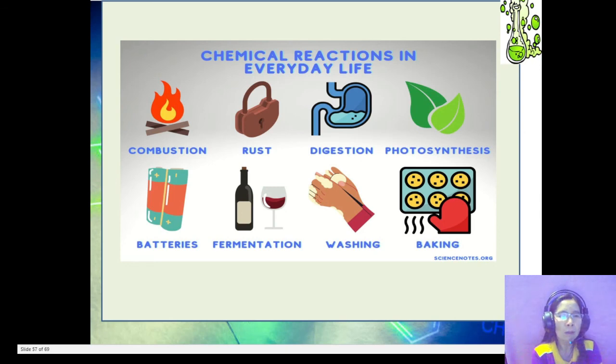Batteries also undergo a chemical reaction. Fermentation or wine making is also done through chemical reaction. When we wash our hands using washing liquid, there's a formation of bubbles, which is actually a gas. And for the last one, for those who are fond of baking, you are so familiar with this one. A chemical reaction is also observed in the activity known as baking.